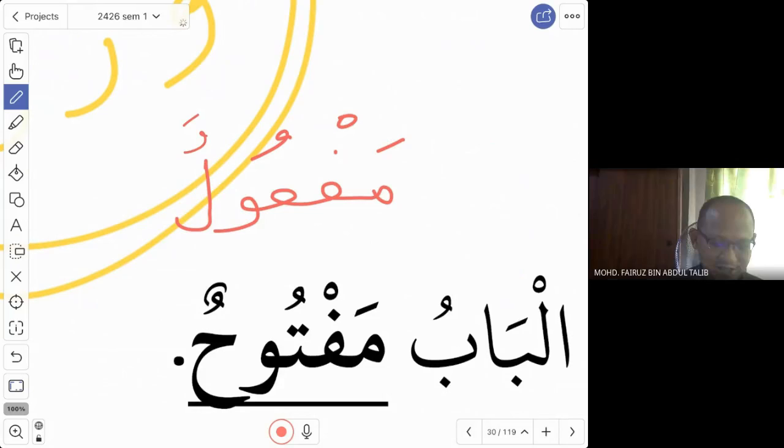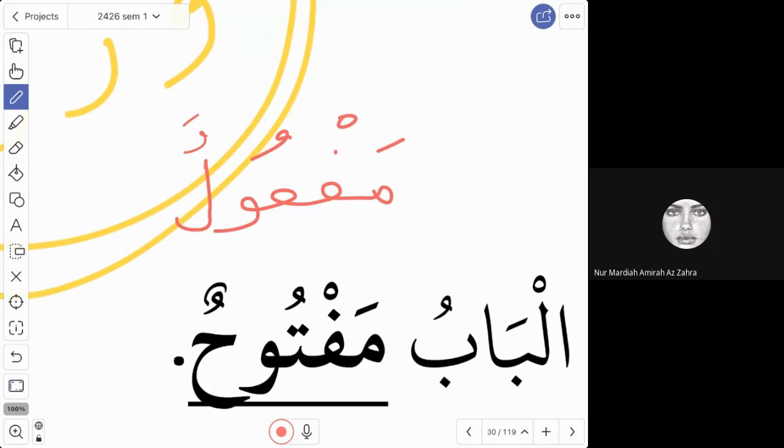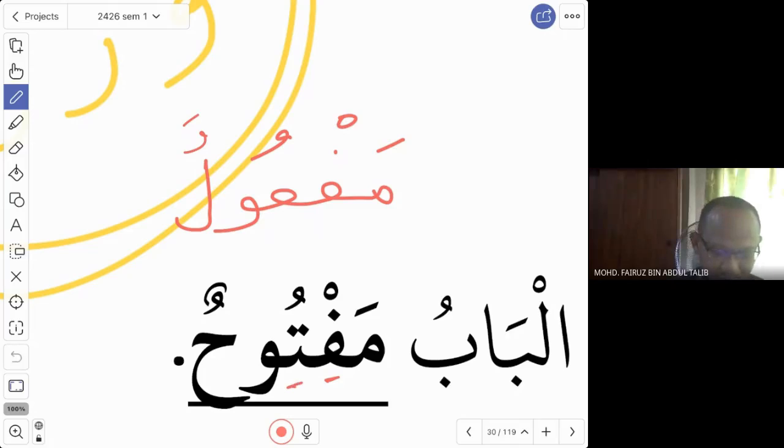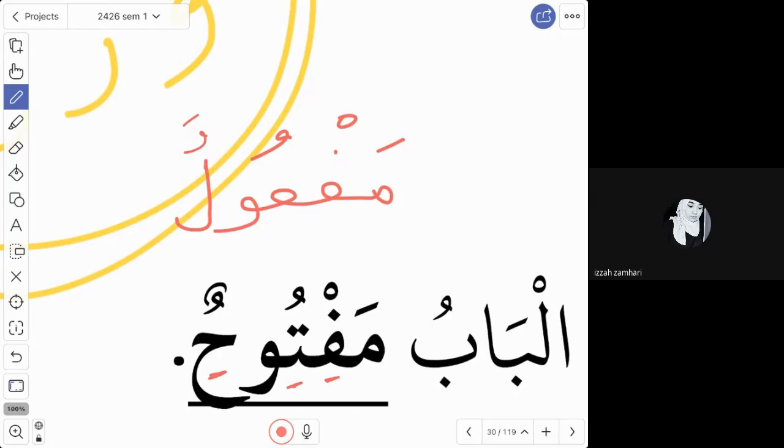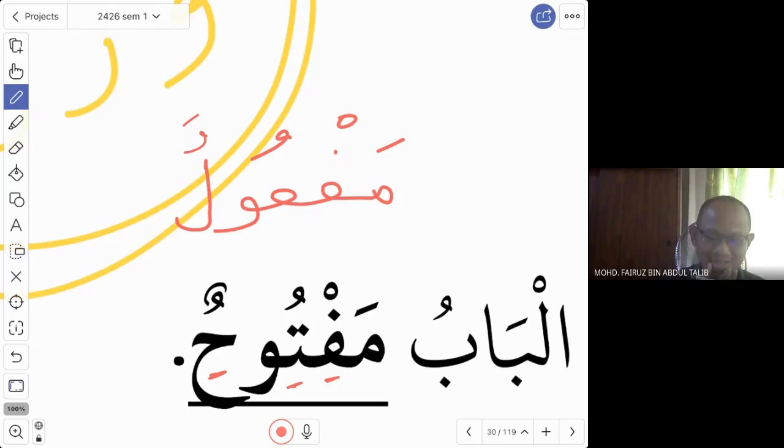Yeah. But what is the root word? What is the root word for this? Fataha. How do you know it is the root word? It is from your knowledge. Oh no, fatah is the root word. Right, fatah is the root word. Good. But how do you know it is fataha? You have learned this word.